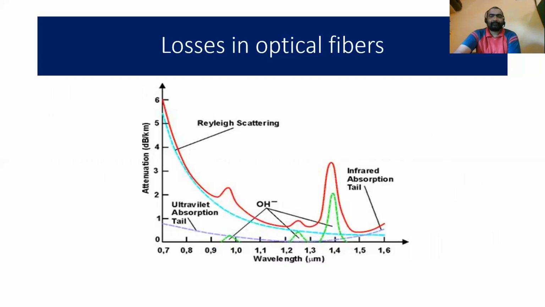So here you can see at 3.2, these are the major peaks and these are the minor peaks. This peak is due to OH minus absorption, and this peak is also due to OH minus absorption. This peak is due to infrared absorption, and this is due to ultraviolet absorption. This tail is due to ultraviolet absorption.